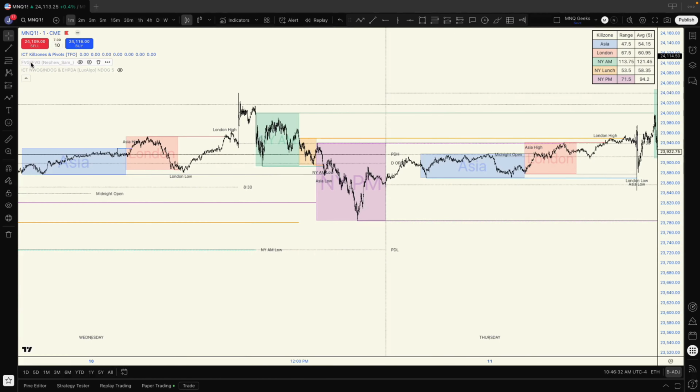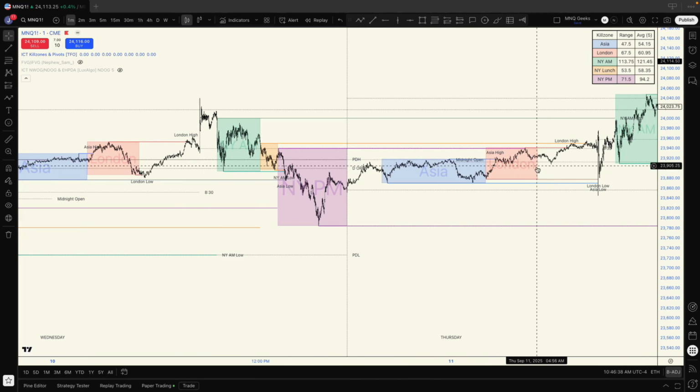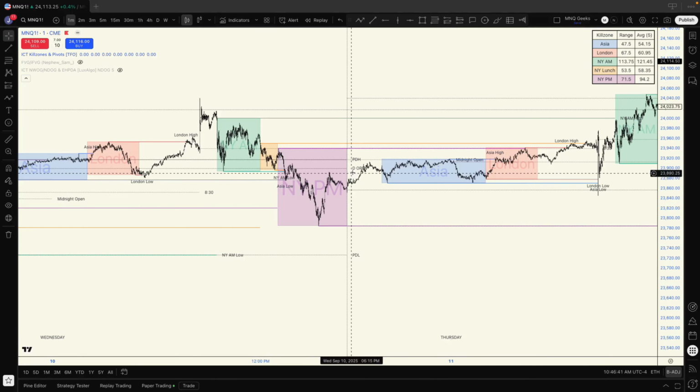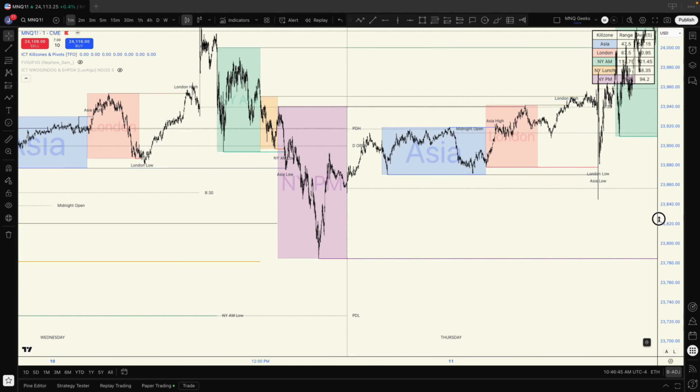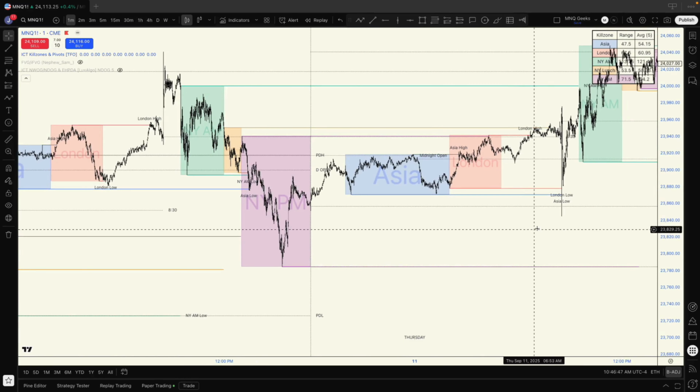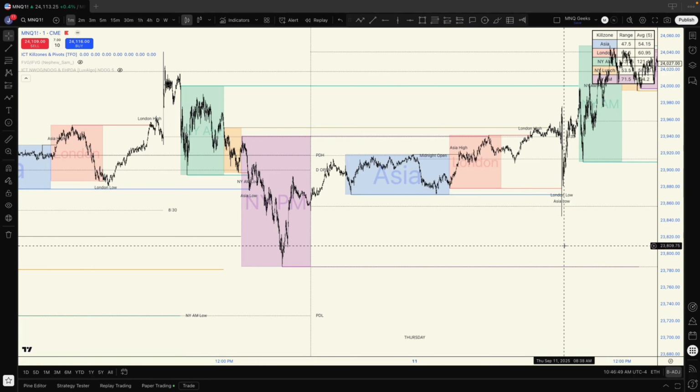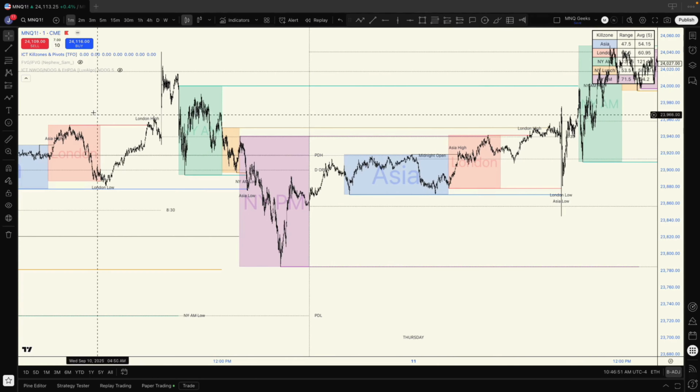Again, this is an indicator that I use to not only draw out my sessions, but also mark out their highs and their lows. It also shows me the previous day low, the previous day high, the daily open, the 8:30 open, the midnight open. I'll show you guys how to have all this drawn out for you, so you don't have to physically go and mark these levels out yourselves. It'll just pop up for you with this indicator.